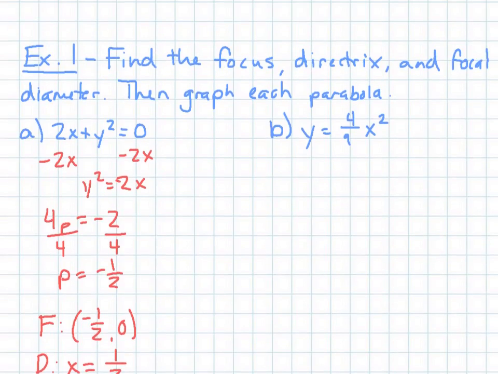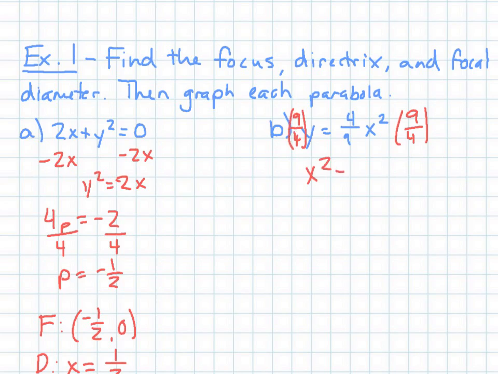Okay? Let's go back up. So I have y equals 4/9 x squared. I want to get the x squared by itself. So I need to multiply both sides by 9/4. So that gets me x squared equals 9/4 times y. So then here, I want to set this equal to 4p. Now I'm going to divide both sides by 4, but because it's 9/4, I can also multiply both sides by the reciprocal, which is 1/4. So p should equal 9/16.